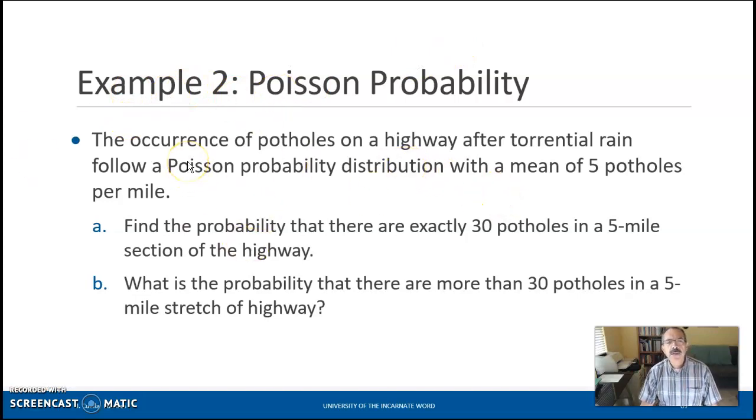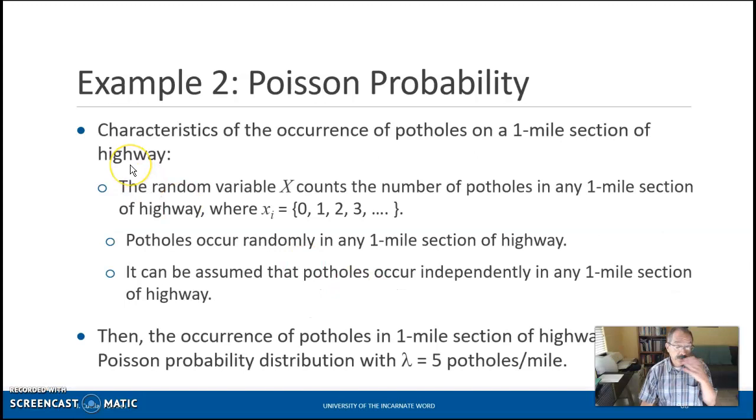The occurrence of potholes on a highway after a torrential rain follows a Poisson probability distribution with a mean of 5 potholes per mile. They're asking us to find the probability that there are exactly 30 potholes in a 5-mile section of the highway. Also asking us, what is the probability that there are more than 30 potholes in a 5-mile stretch of highway? All right, let's look at this example.